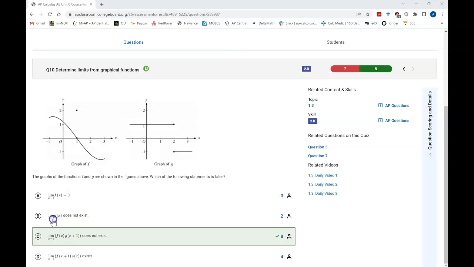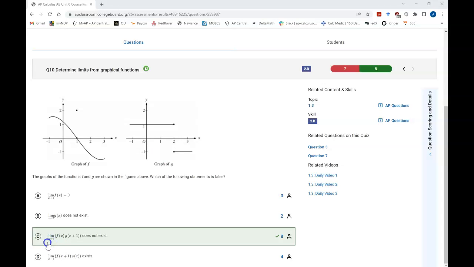That seems fine. The limit as x approaches 2 of g of x does not exist. So going to 2 from one side, that limit is 1, and going to 2 from the other side, that limit is negative 1. Okay, I agree that does not exist.